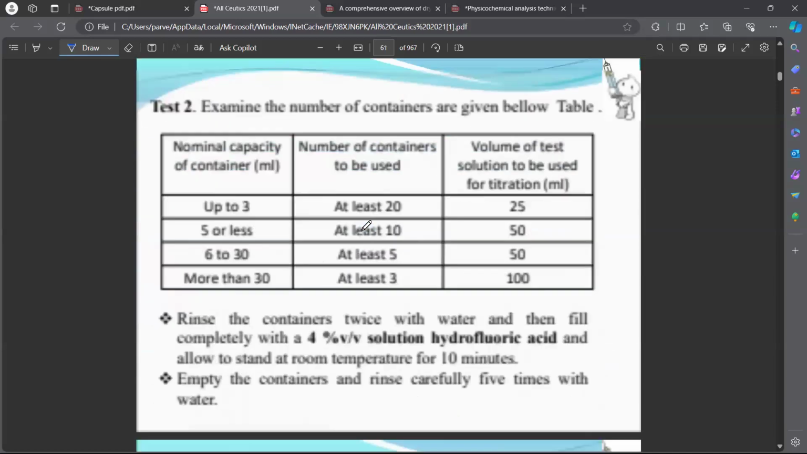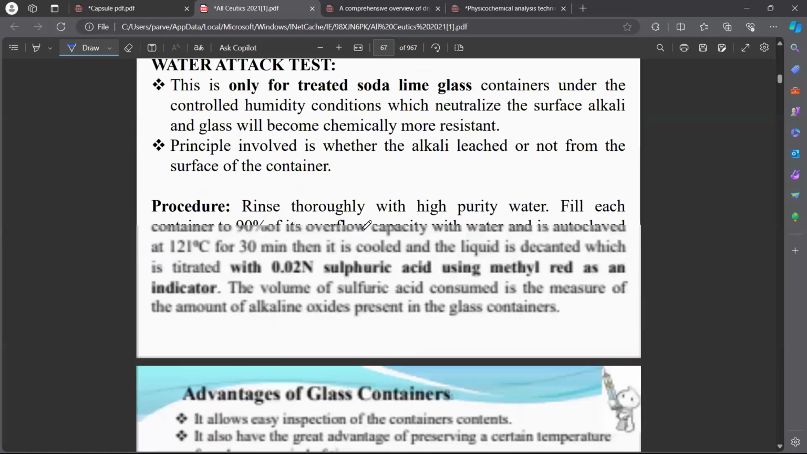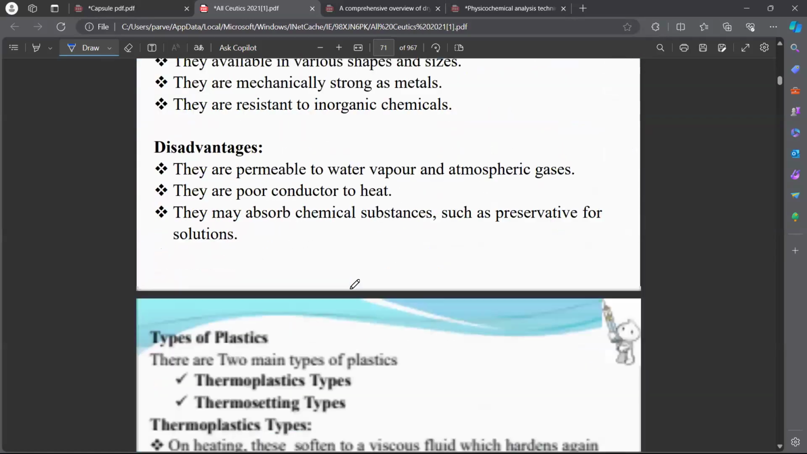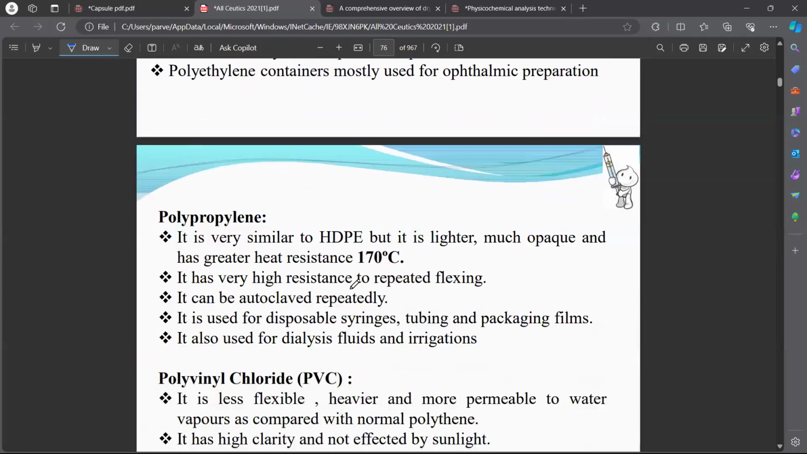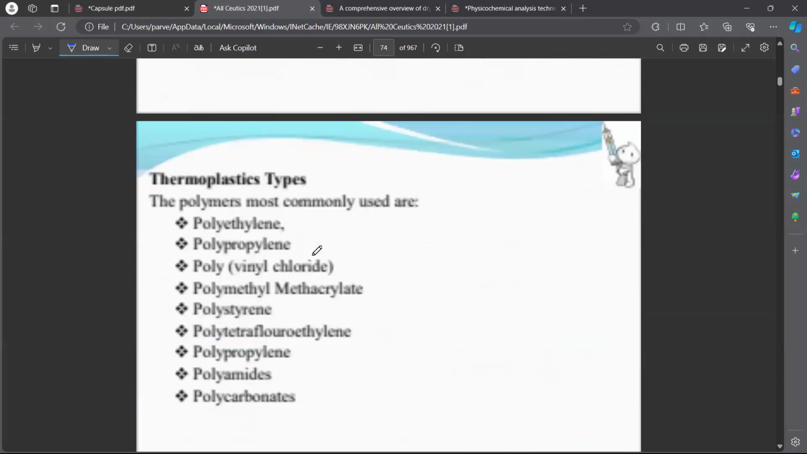So this is not important, guys. Going into detail is not important. Let me start plastic containers and the pyrogen test. Now the evaluation of plastics. Let me start screen sharing so that I can show you guys.